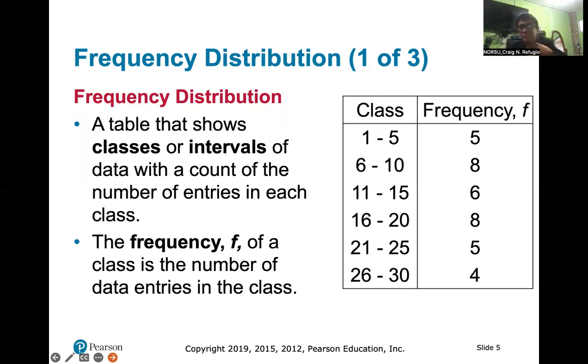The frequency, small letter f, of a class is the number of data entries in the class. So that means for the 1 to 5 class, there are 5 data that belong to this class. For 6 to 10, there are 8 data that belong to this class. For 11 to 15, there are 6 data that belong to this class. So forth and so on up to 26 to 30. There are 4 data that belong to this class.